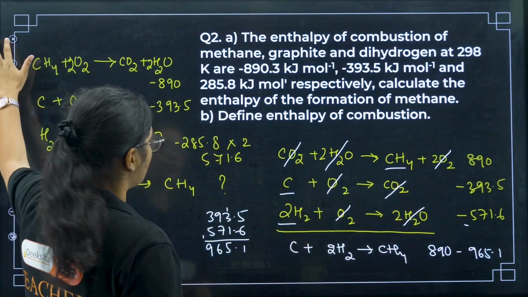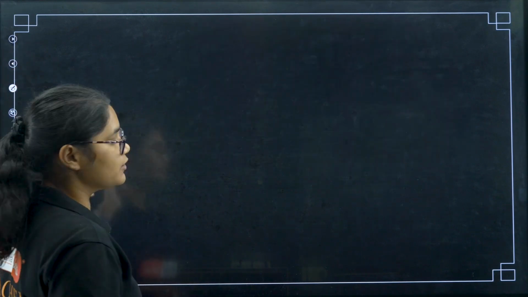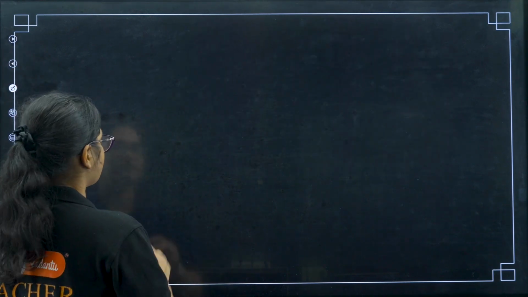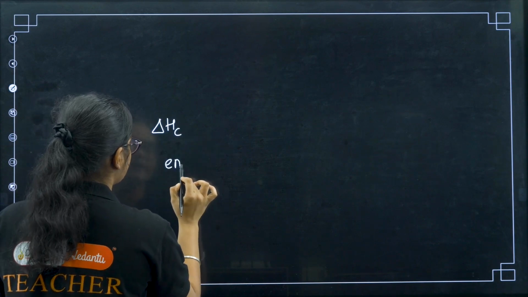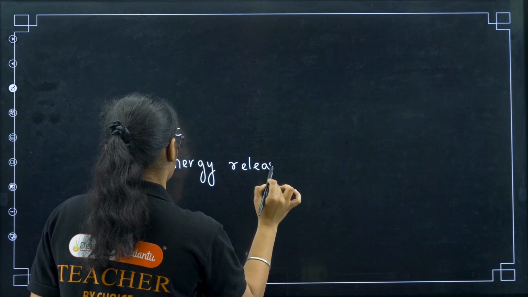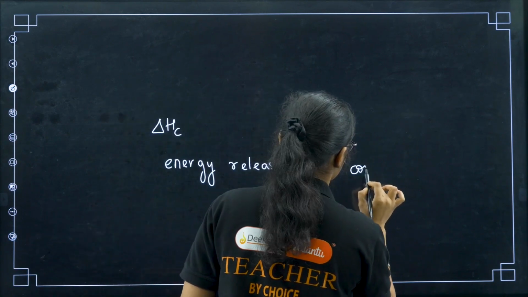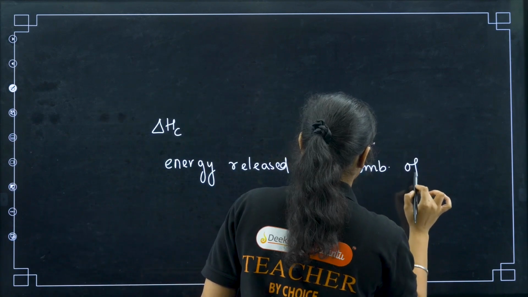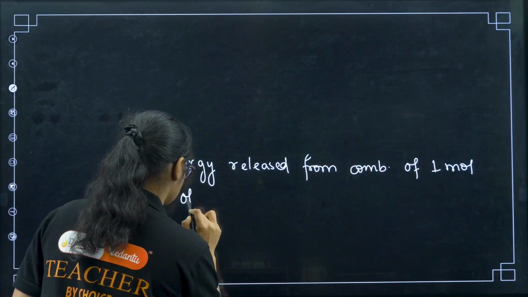Then the next question was, what is enthalpy of combustion? Enthalpy of combustion is represented by this. It is the energy released from combustion of 1 mole of a substance.